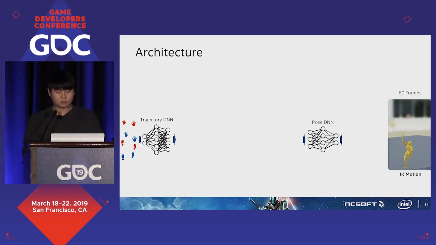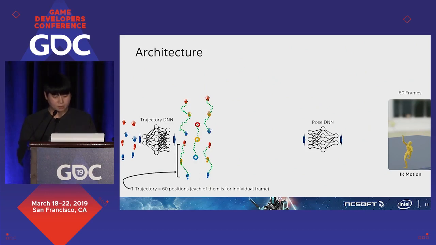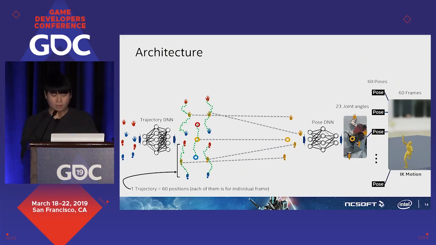Then let's take a closer look at the process inside the algorithm. As the first step, input data is sent to the trajectory DNN, and it generates trajectories of the root and 4 endpoints. A trajectory is composed of 60 consecutive position data that corresponds to 60 individual motion frames. Once we get 5 trajectories, we can get 5 position data for each motion frame.